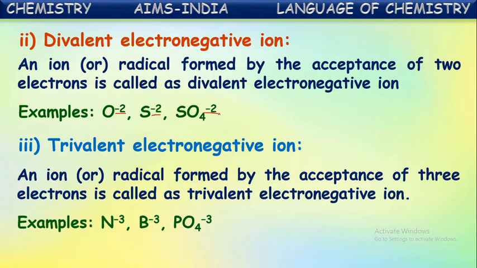For example, nitride ion: nitrogen on gaining 3 electrons forms nitride ion. Boride: boron gains 3 electrons and forms boride ion. Phosphate ion, the phosphate radical, is formed by the acceptance of 3 electrons. So these all are ions and radicals formed by the acceptance of 3 electrons in each. So they have 3 units negative charge. These are called trivalent electronegative ions or trivalent anions.